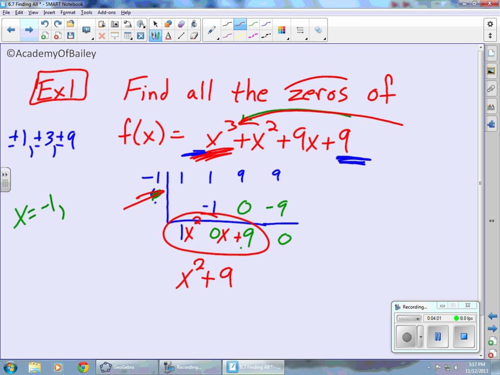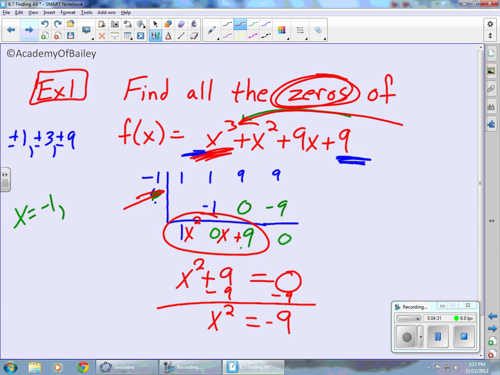So because we're trying to find all the zeros, we can think of this as being set equal to 0 and solving for x. X squared is equal to 0, or I'm sorry, I should probably learn how to do basic algebra. How do we get x squared by itself? Well, we are supposed to subtract 9 from both sides. Subtract 9 here, subtract 9 here. X squared is equal to negative 9.